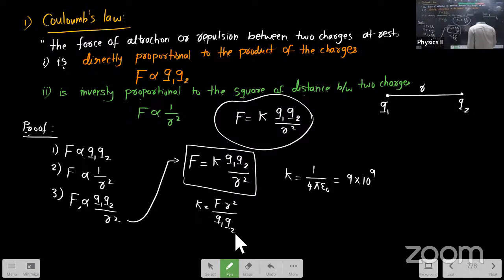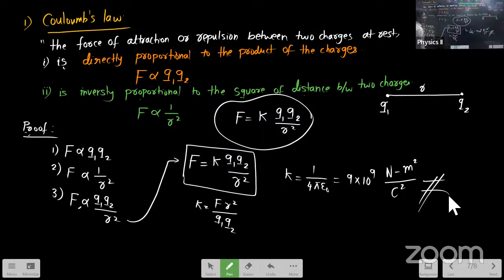What is the unit for force? The unit for force is Newton. What is the unit for R square? The unit for R square will become meter square, distance square, divided by, this is also a charge, this is also a charge. What is the unit for charge? The unit for charge is Coulomb. So this will become Coulomb square. So by this, we finish this important SAQ.